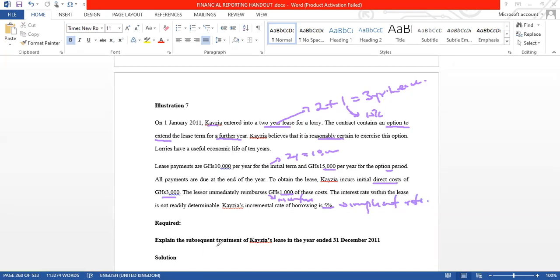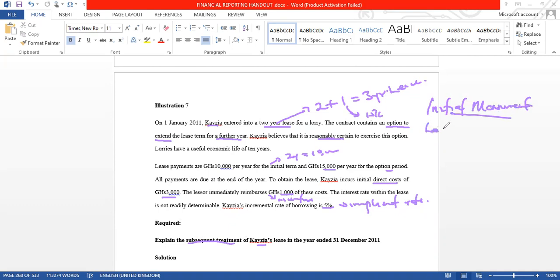Now the question is asking us to show the subsequent treatment. All right, so that is that. To be able to go through the subsequent treatment, we need to first of all do our initial measurement. Okay, so how do we go through to do our initial measurement? Remember, which one do you start first?